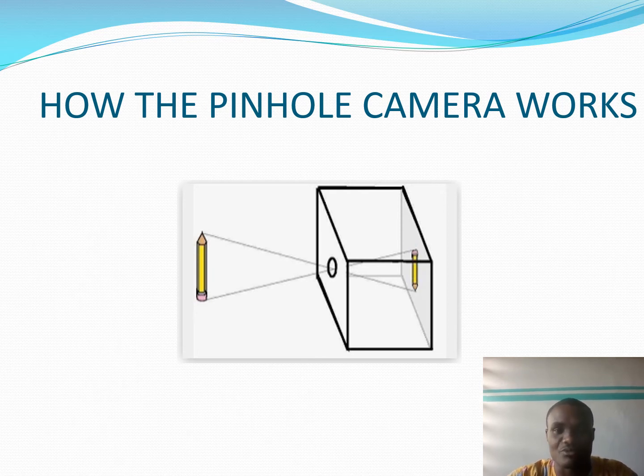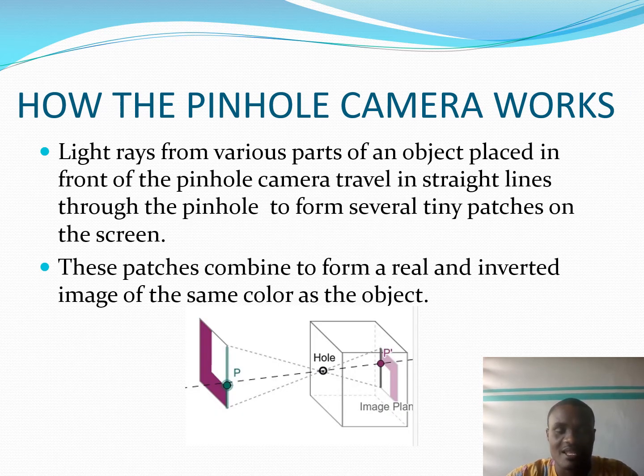Another example of the pinhole camera is what you are seeing on the screen. The sharpened pencil: light rays pass through it, light rays pass through the pinhole, and the image formed over there is turned upside down. Let's look at how the pinhole camera works.